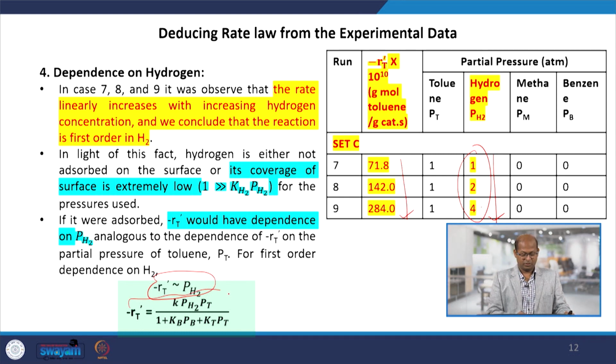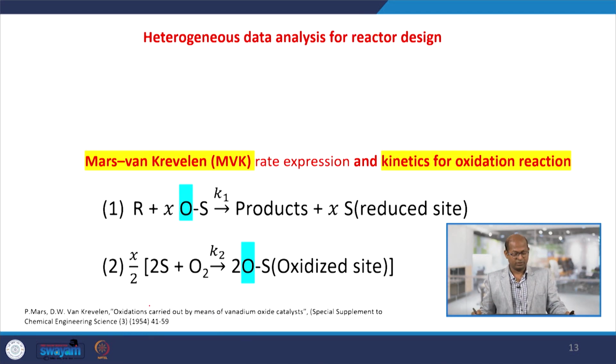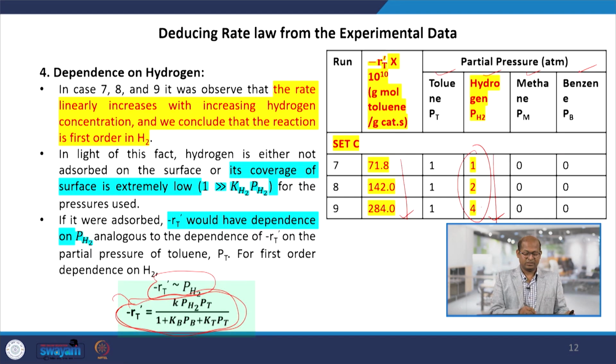So, overall, we can guess the rate may be, minus Ra prime equal to k, times terms for the 4 components that were there: toluene, hydrogen, methane and benzene. Considering the experimental data, we can say that the rate may be like this. Okay. This way you can guess, that is, we can deduce the rate law, and the rate law constant we can find out later from the experimental results.